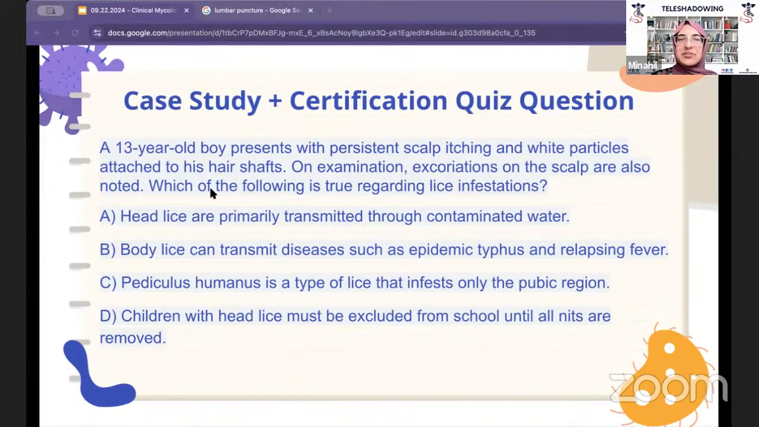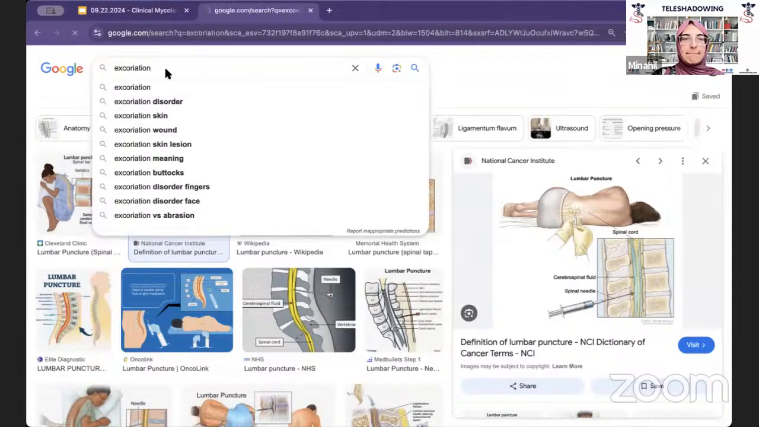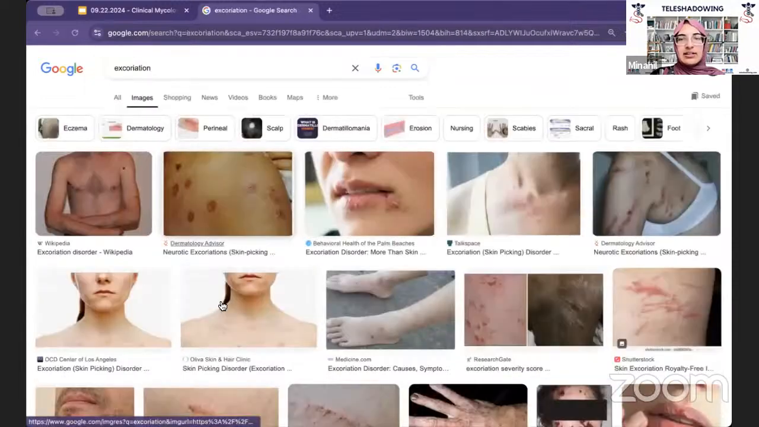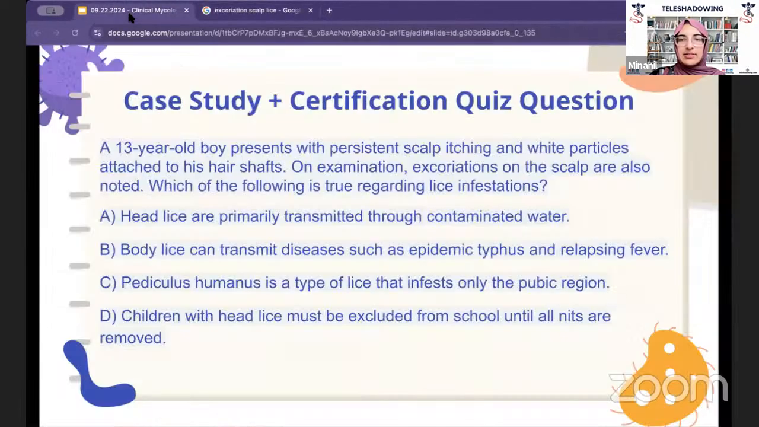So, a 13-year-old boy presents with persistent scalp itching and white particles attached to his hair shaft. So, white particles, what you're thinking of, these are the nits. On examination, excoriations on the scalp are also noted. And an excoriation is basic. Okay, I have to show you. An excoriation, yeah. This is what you would see on a scalp with lice. So this is what you would see caused by lice sometimes. And they're also noted. So which of the following is true regarding lice infestations?